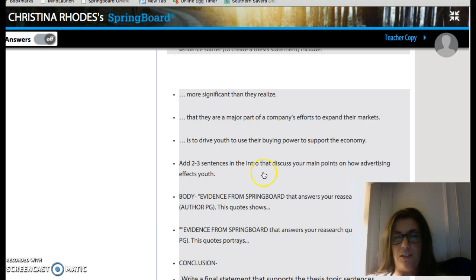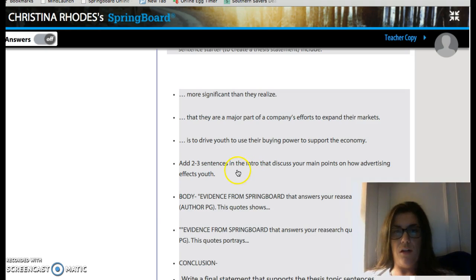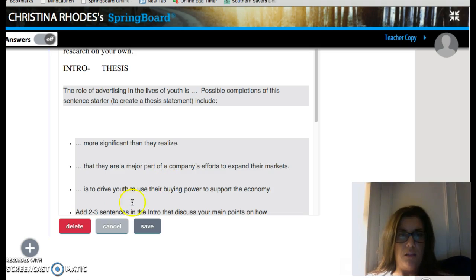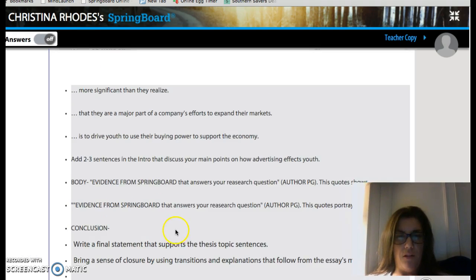Okay, so that's just the thesis statement. You have to have a statement saying how ads affect teens overall. Then you're going to add 2 to 3 sentences in the intro that discuss your main points on how advertising affects youth. So please write down, you need a thesis and then 2 to 3 sentences in the intro that discuss your main points. All right. Now we're going to move on.